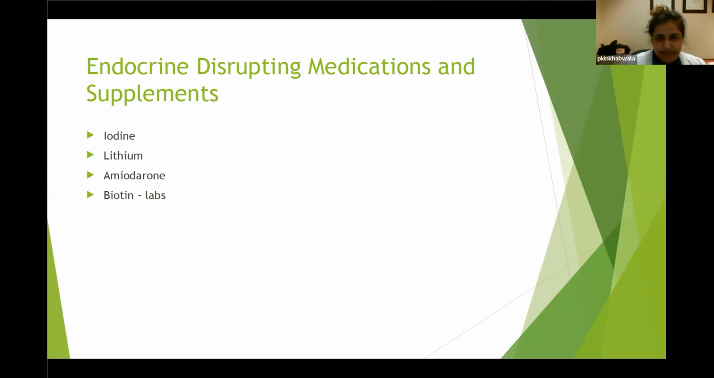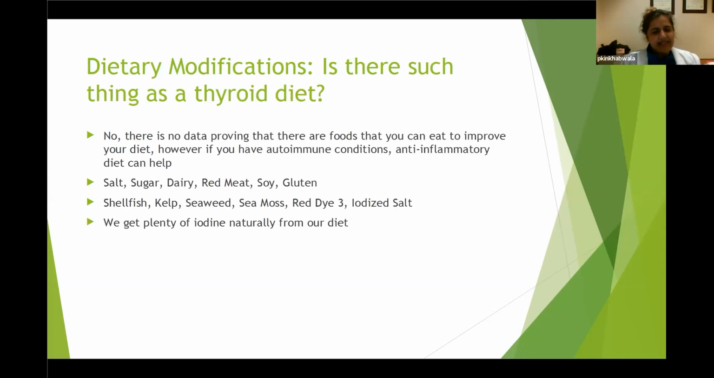And then the last thing I wanted to discuss was diet. There is some anecdotal evidence about foods that you should eat, foods that may interfere with thyroid hormone production, thyroid hormone absorption. However, there isn't true data showing that specific foods will directly improve your thyroid.